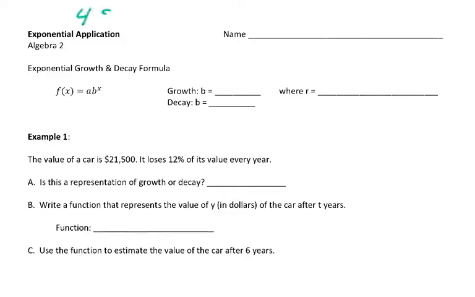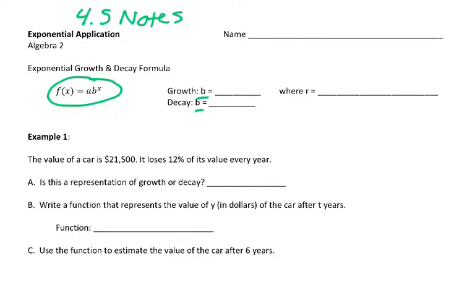Alright, so here we are with the 4-5 notes for Algebra 2. We're doing exponential applications. We're going to see how we can apply our exponential growth and decay here. So, when it comes to exponential growth or decay, we're looking at this formula, but b can either be from growth or decay. It can be a different value.